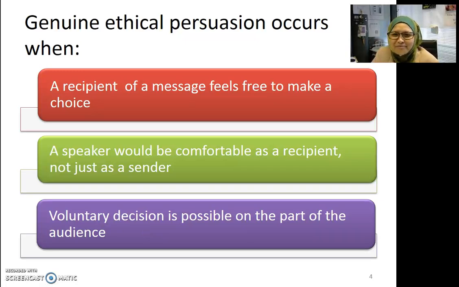All right, so this particular slide tells you that the audience or the recipients are not forced into doing something, but they are given the option to say yes or to agree with what you're trying to persuade them to believe.